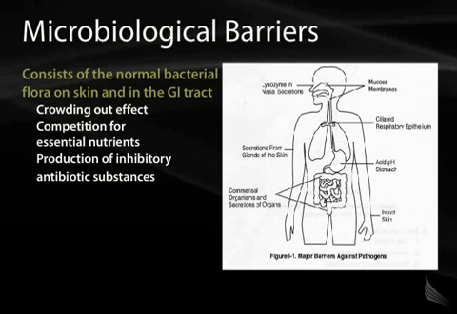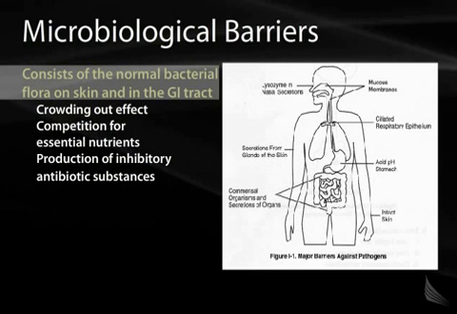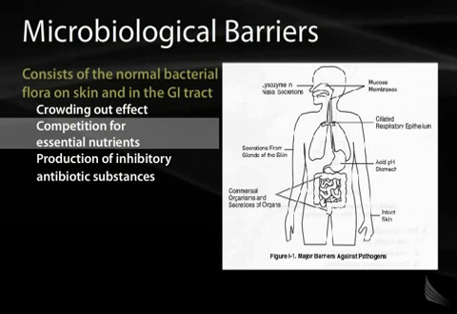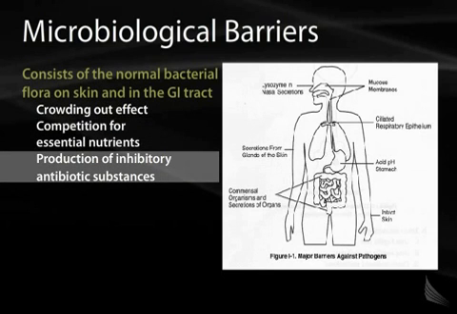So microbiological barriers consist of normal bacterial flora on skin and in the GI tract. So what do these things do? Well, they have a crowding out effect. They compete with the pathogens for essential nutrients. And they can also produce inhibitory antibiotic substances. Again, it's all about competition. Your GI tract is teeming with this normal flora that lives there. It's happy there. It already has its residence there. So if a pathogen tries to come in, that normal flora doesn't want it there. It's going to outcompete it for the nutrients that are available, and it's also going to try to keep it out so that it can survive.